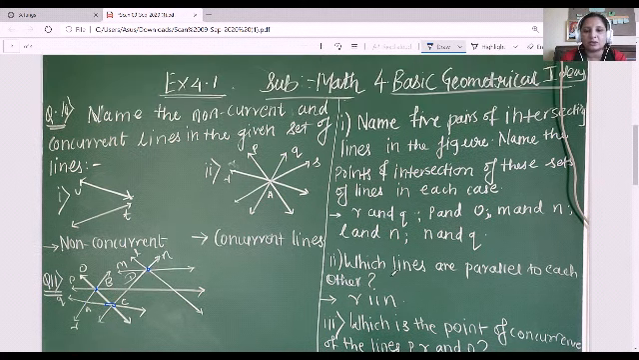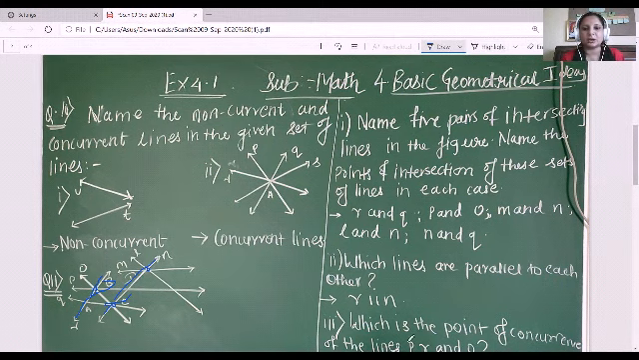Now move to the next question. Which lines are parallel to each other? Now parallel means what? Same distance should be there, right? So here which line is parallel? R is parallel to N. Okay. So here what we get is, can you see this line R? This line R is parallel to line N as there is the same distance between them. Now same way, let's move to the next question.